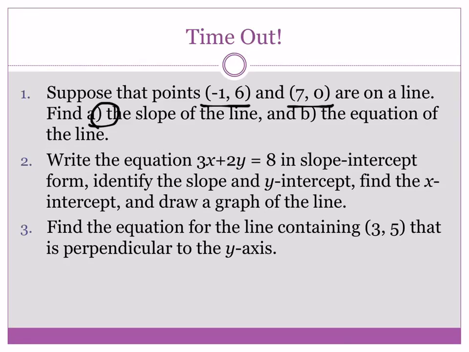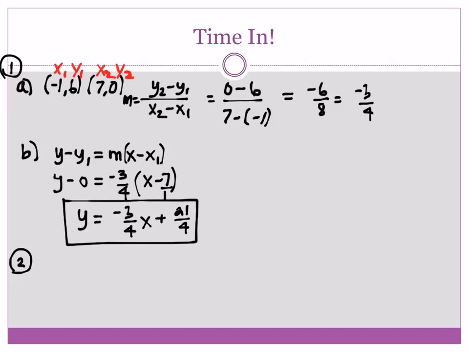All right, question number 2 says, write this equation, 3x plus 2y equals 8, in slope-intercept form. Identify the slope and the y-intercept, and then find the x-intercept and draw the graph of the line. A lot of things going on. First thing was to put it in slope-intercept form. So the original equation was 3x plus 2y equals 8.